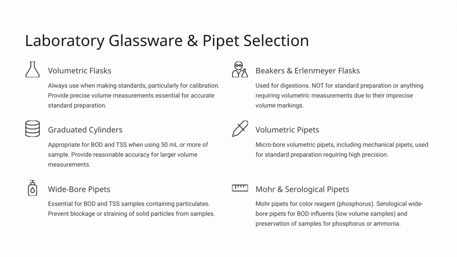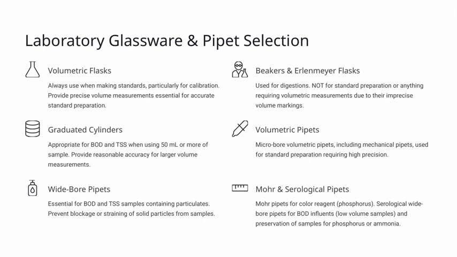not very accurate. Moving on to graduated cylinders, these are appropriate when working with larger sample volumes, such as 50 ml or more, for tests like BOD and TSS. They offer a good balance of accuracy and ease of use for bigger measurements. When high precision is needed, especially in standard preparation, microbore volumetric pipettes, including mechanical pipettes, are the go-to tools. They ensure the highest level of accuracy.